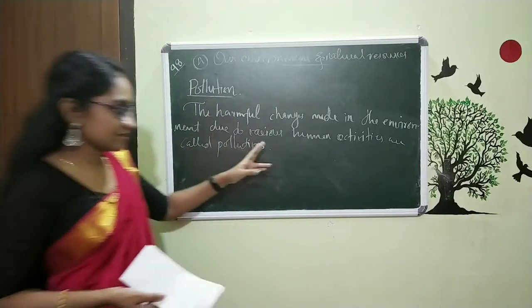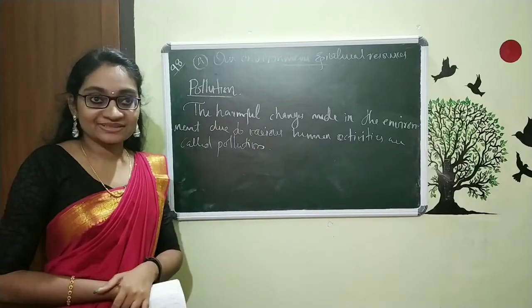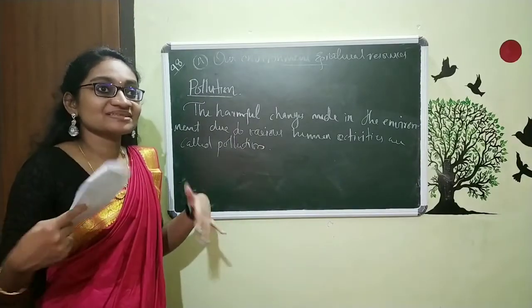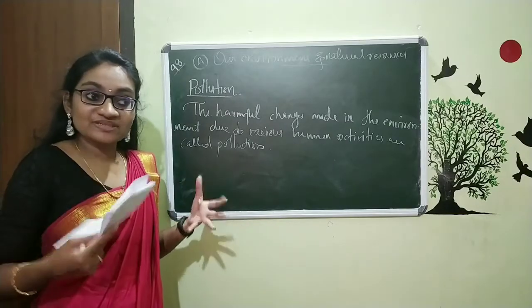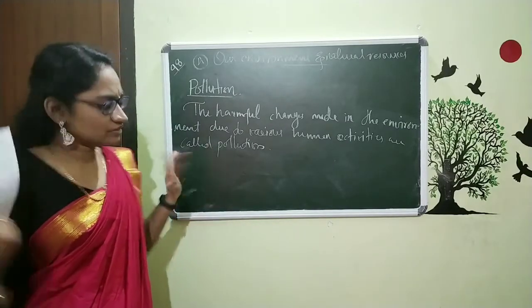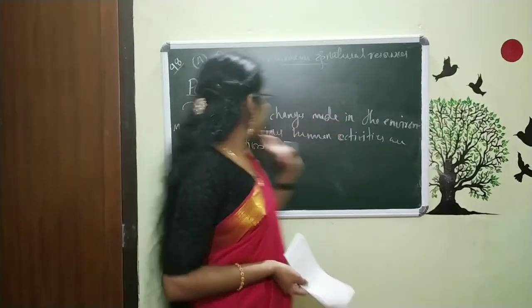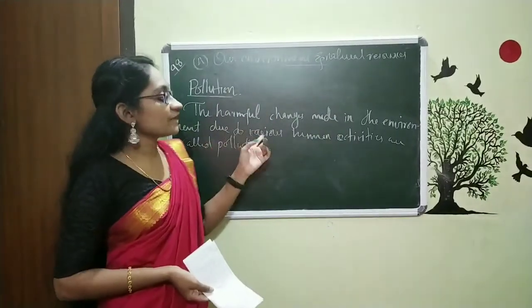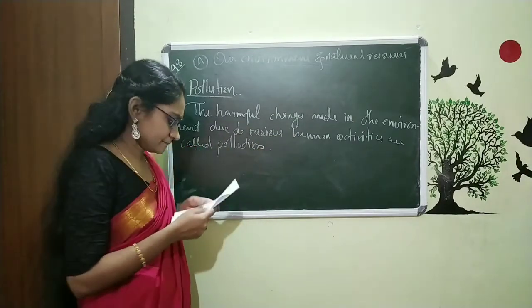The harmful changes made in the environment due to various human activities. When we are bathing, we are producing some sort of pollution in our environment. When we are cooking, we are producing some sort of pollution in our air. That is the thing. So we can say the harmful changes made in the environment due to various human activities are called pollution. This is the definition.